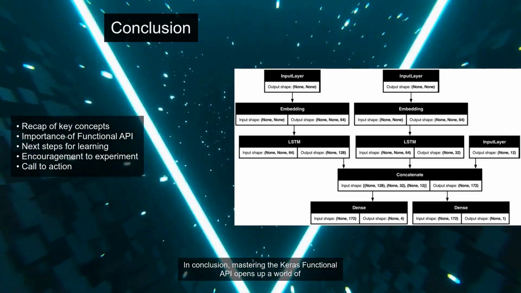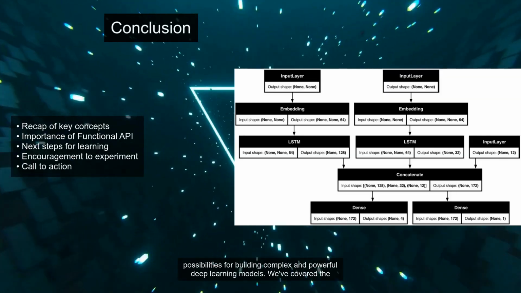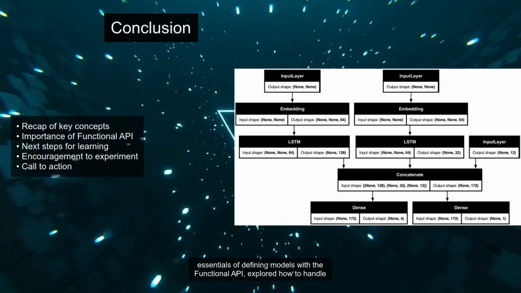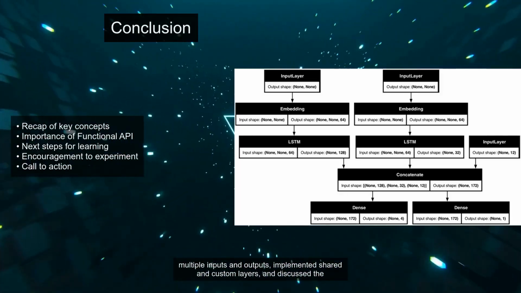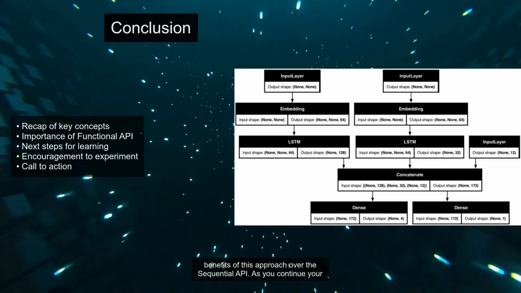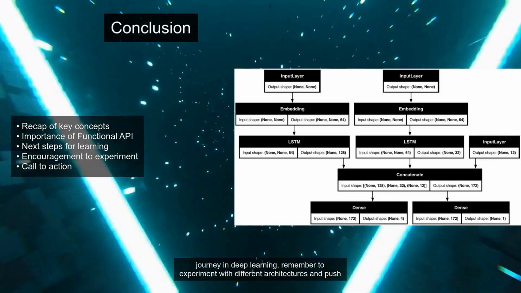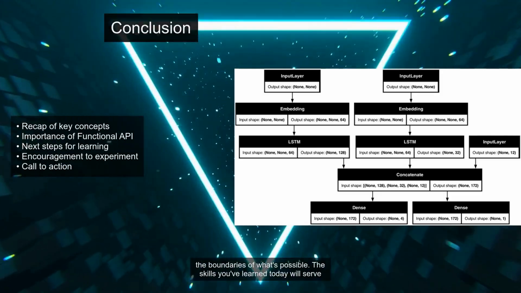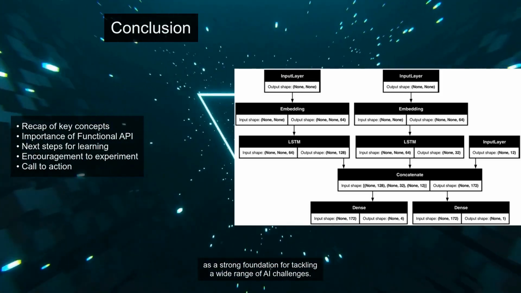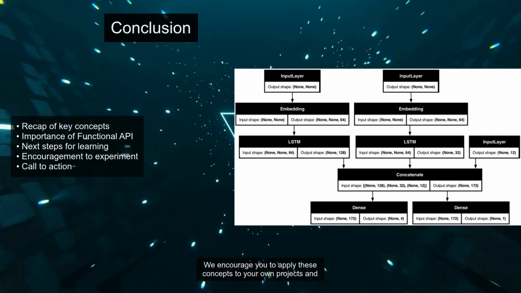In conclusion, mastering the Keras Functional API opens up a world of possibilities for building complex and powerful deep learning models. We've covered the essentials of defining models with the Functional API, explored how to handle multiple inputs and outputs, implemented shared and custom layers, and discussed the benefits of this approach over the Sequential API. As you continue your journey in deep learning, remember to experiment with different architectures and push the boundaries of what's possible. The skills you've learned today will serve as a strong foundation for tackling a wide range of AI challenges.